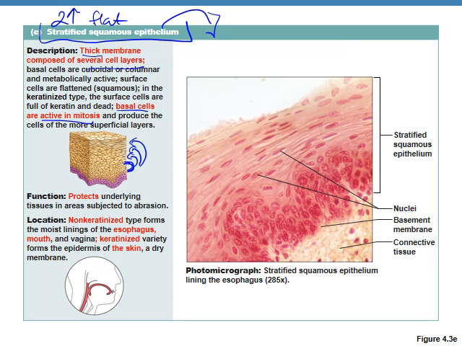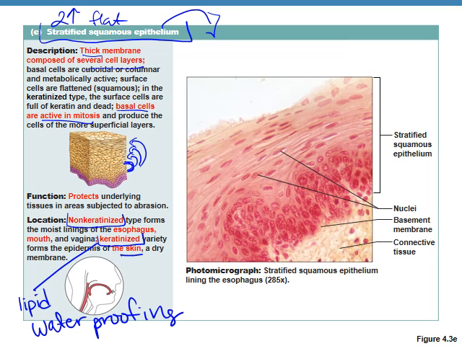So one of the good examples of stratified squamous epithelium, one of them is your skin, because we know that the top layers of our skin flake off and that new skin takes its place. The tricky part about location is that we're going to have two types. We're going to have non-keratinized and we're going to have keratinized. Keratin is a lipid that offers waterproofing. This will make more sense when we get to chapter 5, but basically it's a lipid that forms in certain layers and it blocks off or waterproofs, so the top part is waterproof.